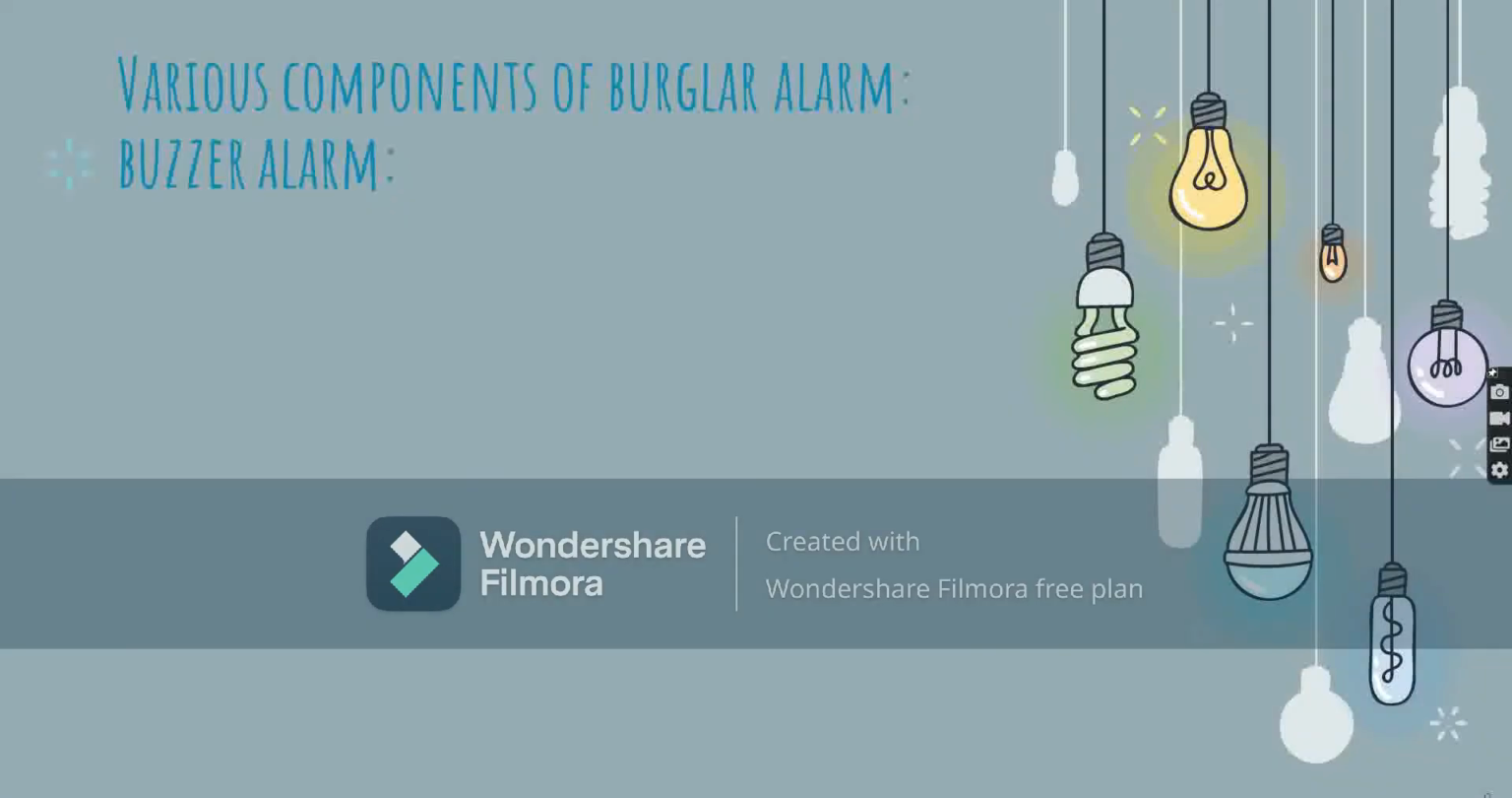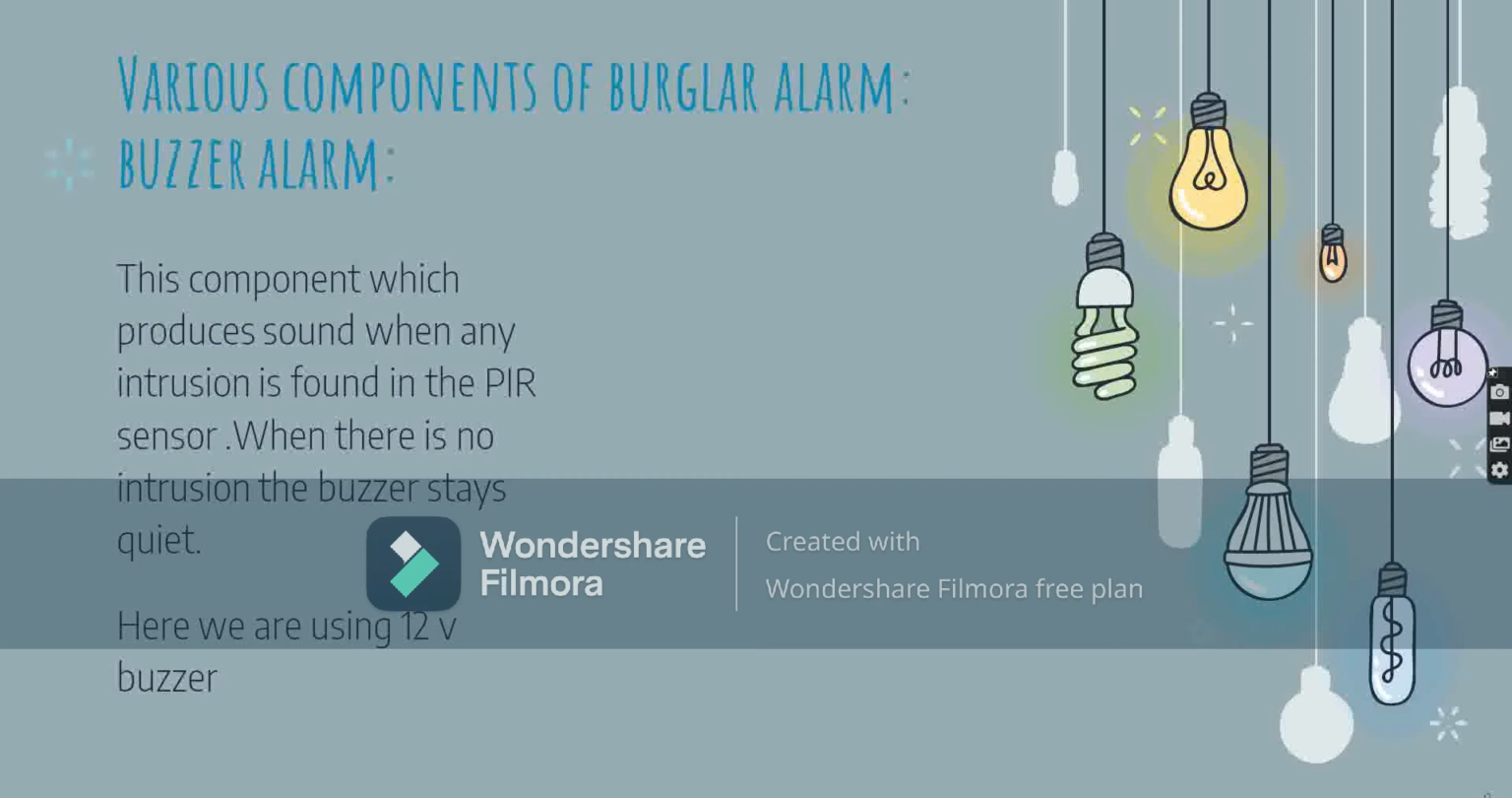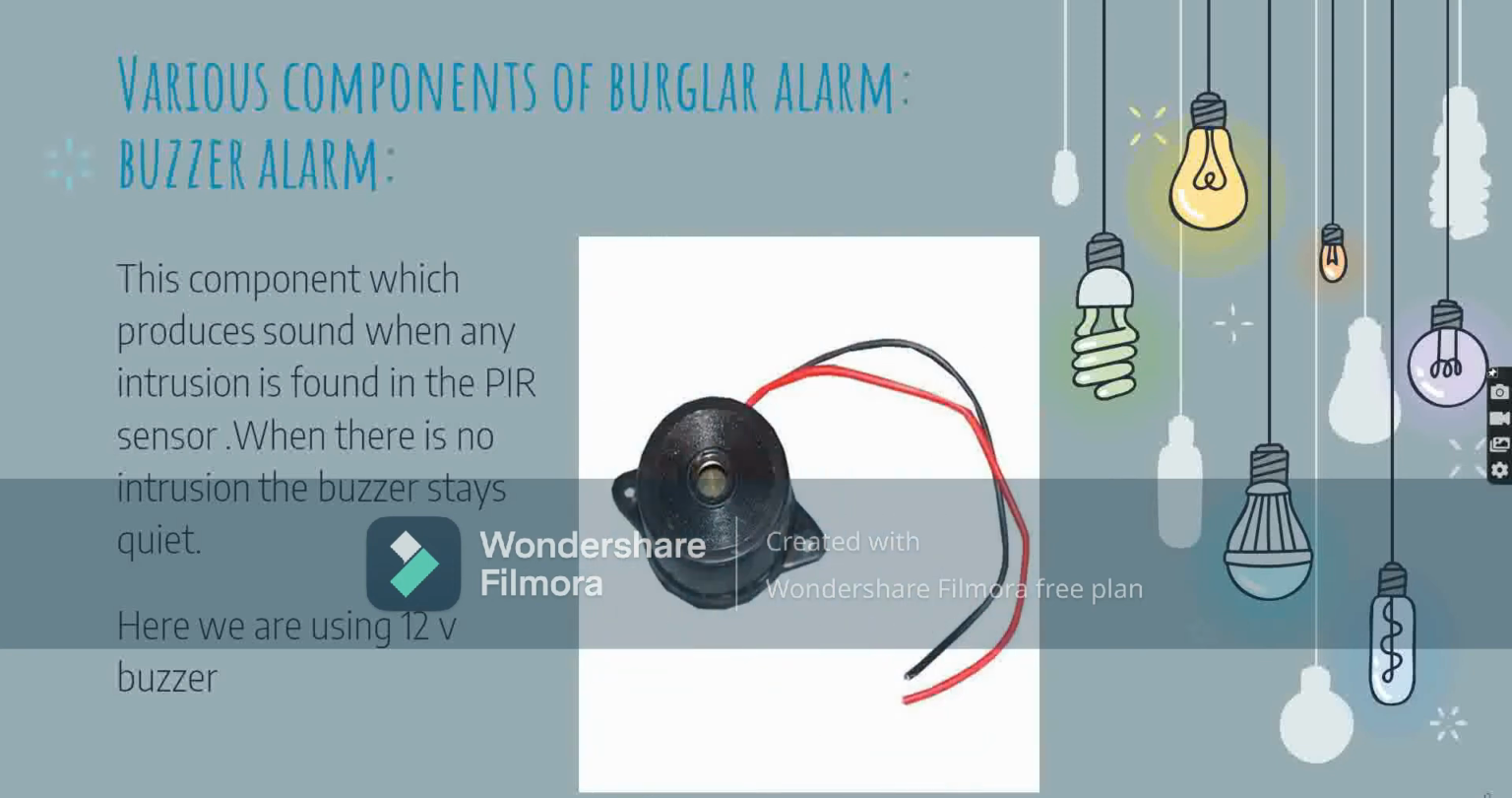So the various components of the burglar alarm. In the name itself, we get an idea that it's a burglar alarm, so we need an alarm or a buzzer to indicate to us. The first component that we are going to discuss is the buzzer or the alarm. It produces sound when any intrusion is found by the PIR sensor. When there is no intrusion, the buzzer stays quiet. Here we are using a 12-volt DC buzzer. The picture of the buzzer is represented as follows.